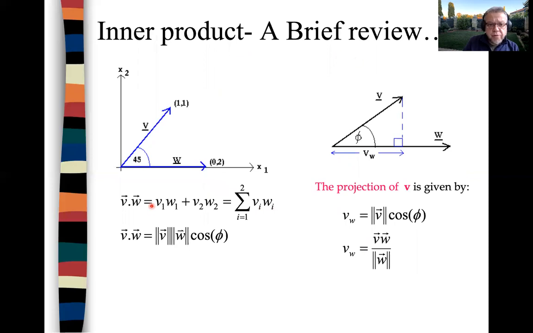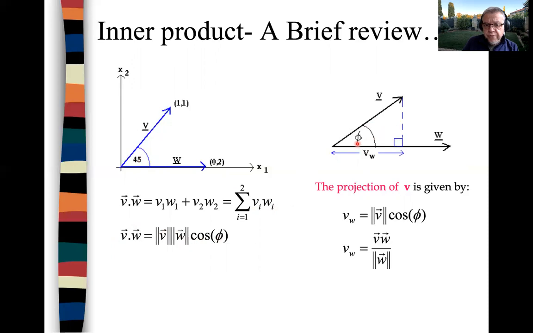The inner product: if you have two vectors v and w, the inner product of v and w is v1 w1 plus v2 w2, with v1 being the projection on x1 and v2 the projection on x2. Or the sum over i from 1 to n, if you're in an n-dimensional space, of vi wi. The dot product can also be defined as the norm of v times the norm of w times the cosine of the angle between them. In this case, it's 45 degrees.